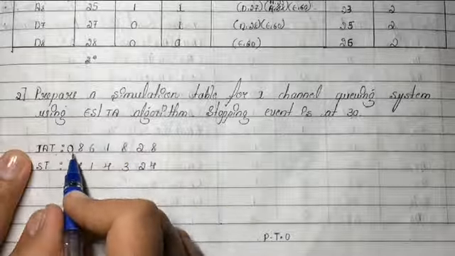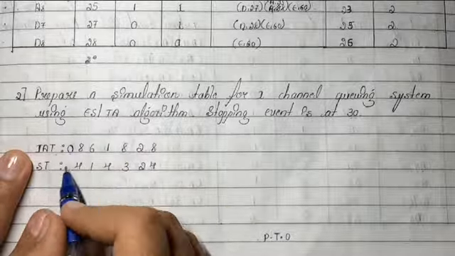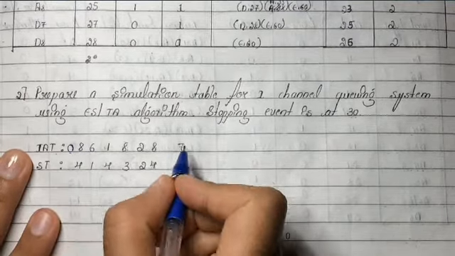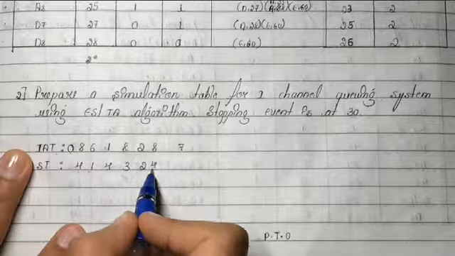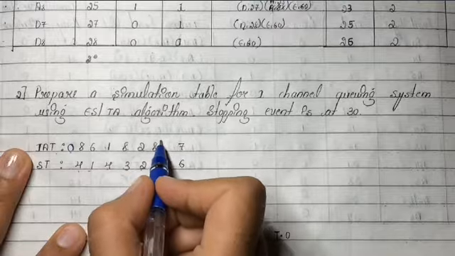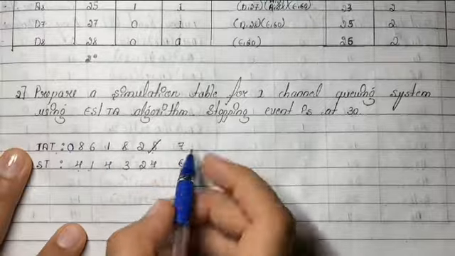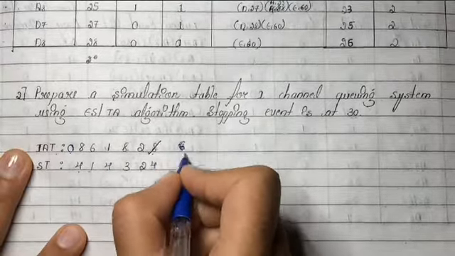Then count the values of inter-arrival time and service time. 1 2 3 4 5 6 7, these are 7. 1 2 3 4 5 6, these are 6. So we need to exclude the value 8 from the inter-arrival time, then the count will be 6. So they are equal now.